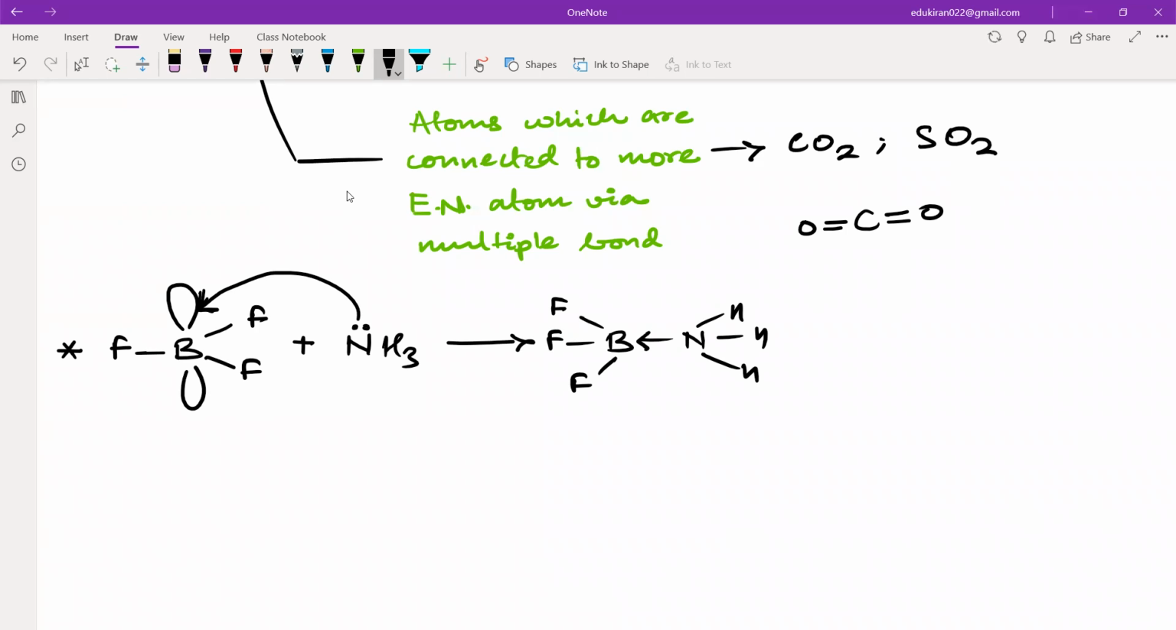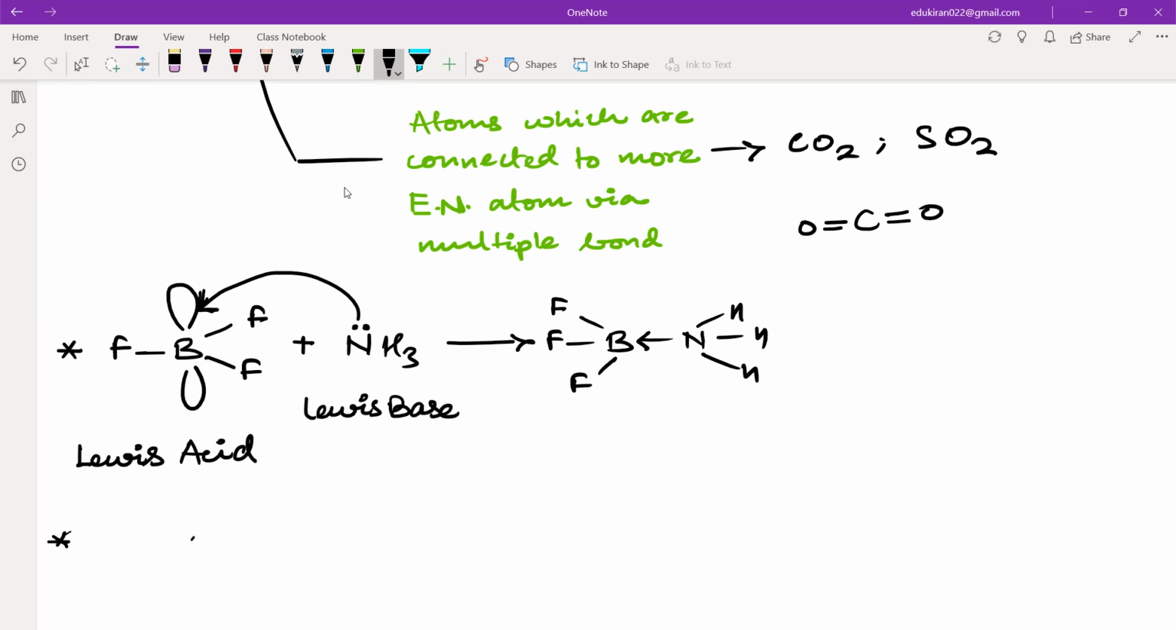So BF3, is it accepting a pair of electrons or losing a pair of electrons? Tell me, guys, fast. Accepting. So you can see that, so this will be Lewis acid. What about NH3? Accepting or donating a pair of electrons? Donating. So this will be Lewis base. Remember this reaction, okay? Remember this reaction.